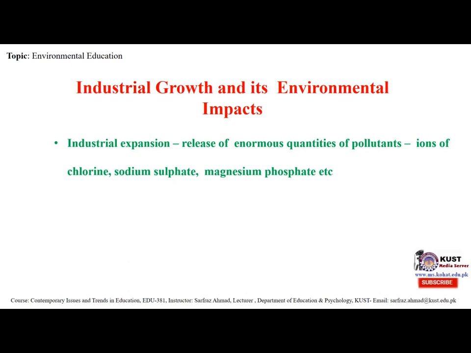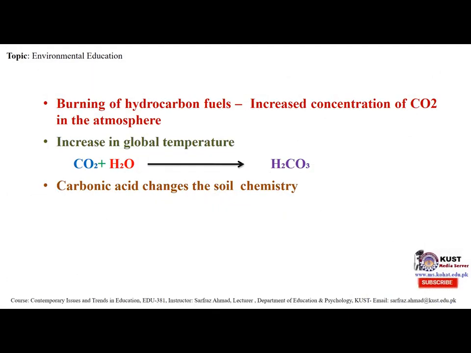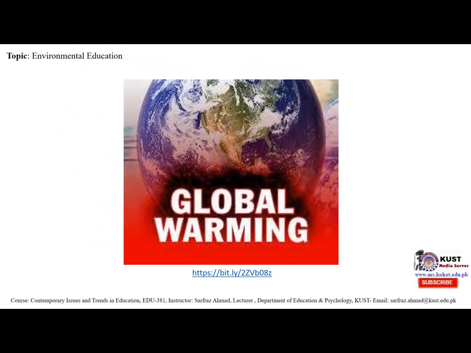Industrial expansion releases enormous quantities of pollutants, ions of chlorine, sodium sulfate, magnesium phosphate, and coal consumption in thermal plants produces fly ash, smoke, sulfur oxide, and others. Burning of hydrocarbon fuels increases concentrations of CO2, carbon dioxide, in the atmosphere. When it mixes with water, H2O, it becomes H2CO3, carbonic acid, which changes the soil chemistry. Global warming: ongoing effects include rising sea levels due to thermal expansion and melting of glaciers and ice sheets, and warming of the ocean surface, leading to increased temperature stratification. Other possible effects include large-scale changes in ocean circulation.